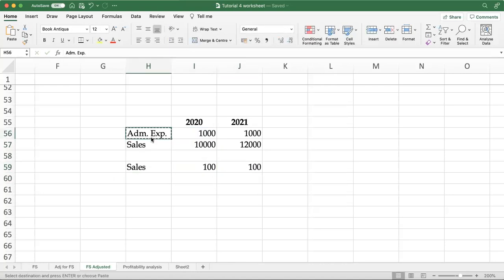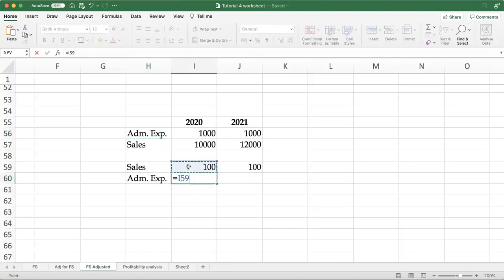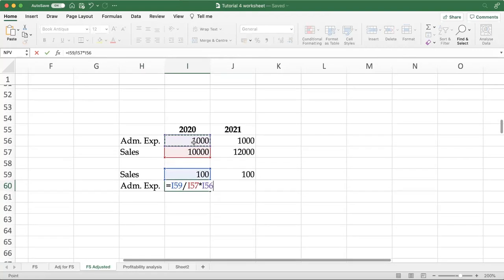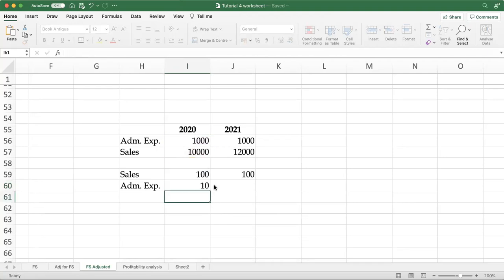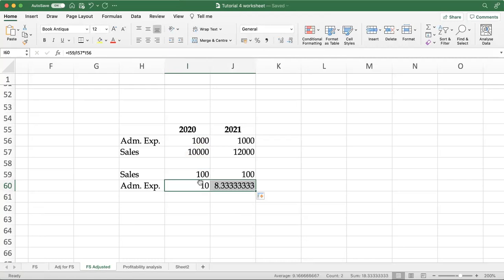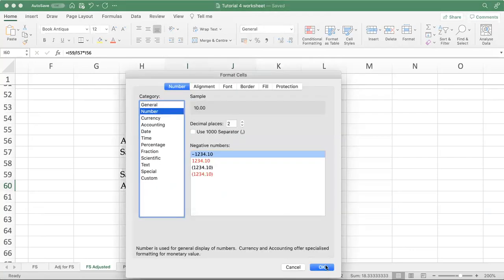Then the common size value for administrative expenses equals 100 divided by sales, multiplied by administrative expenses. How much? Common size value is 10. In 2021, common size value is 8.3.